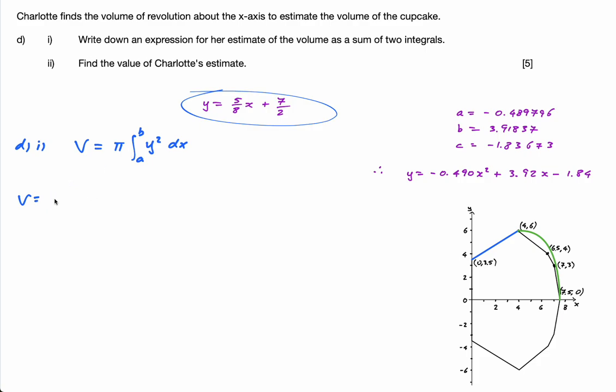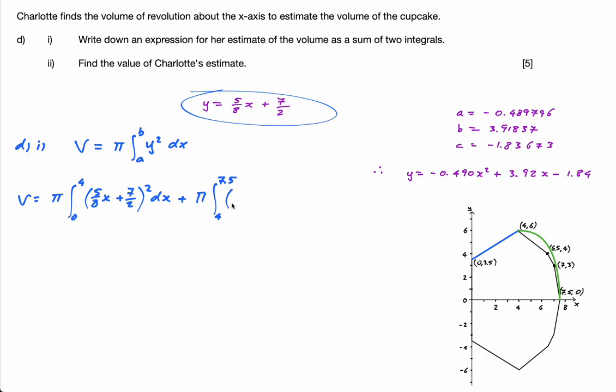So the total volume will equal pi times the integral from 0 to 4, because we're going to start with this blue line, it goes from 0 to 4, of y squared, which is (5 over 8 x plus 7 over 2) squared dx. That's the first one. And then plus, again, pi times, you can put the pi inside or outside the bracket, doesn't matter. This time from 4 to 7.5, because we're going from 4 to 7.5. And then the y is this.